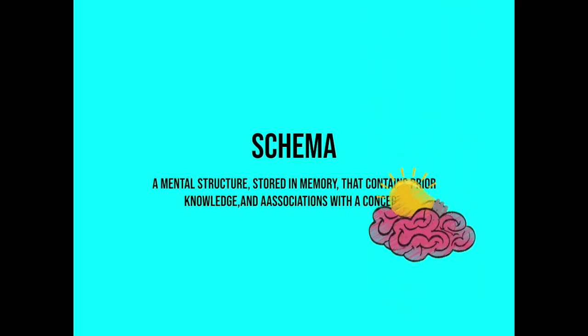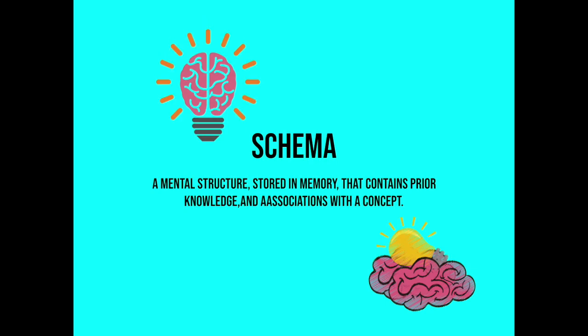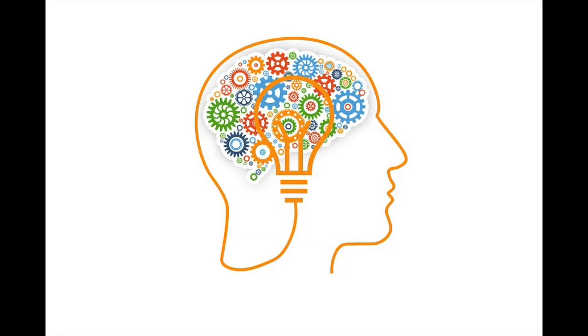This chapter included certain things like schema, which is a mental structure stored in our memory that contains prior knowledge and associations with a concept. If that doesn't make any sense, let's look at it like this. And our reading gave a great example of this.